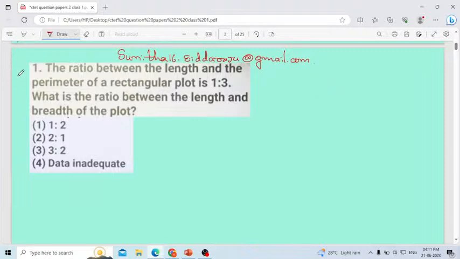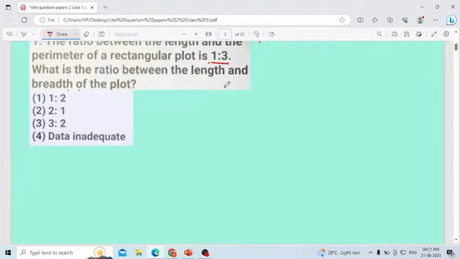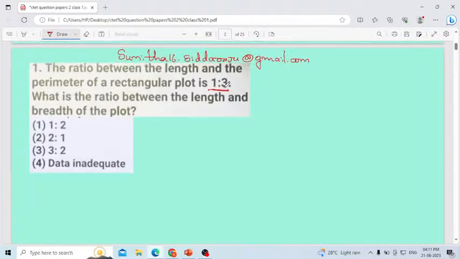Next, first question. The ratio between the length and perimeter of a rectangular plot is 1:3. They are given the ratio. What is the ratio between the length and breadth of the plot? Here, what are they given? First you have to write here. First write the rectangular plot. Consider this is a rectangular plot.